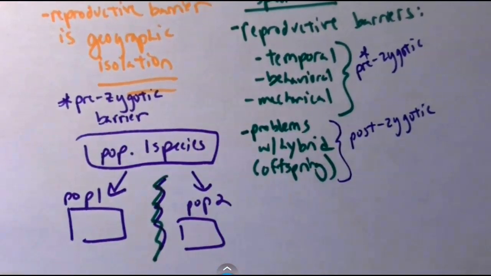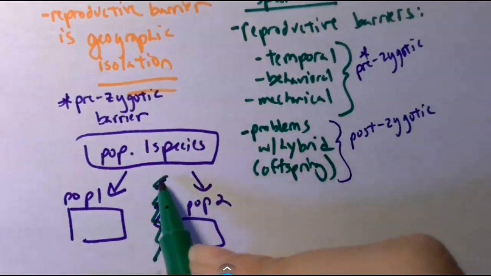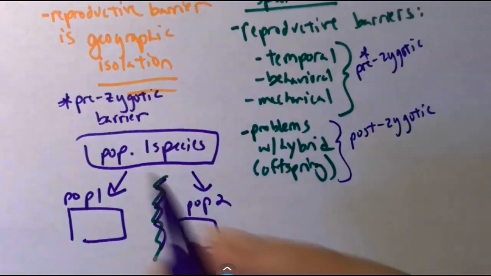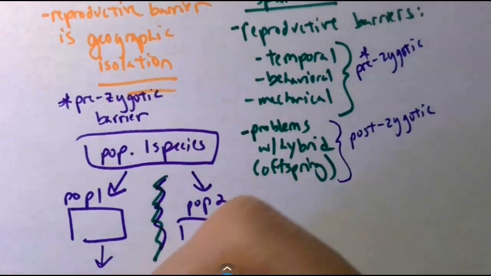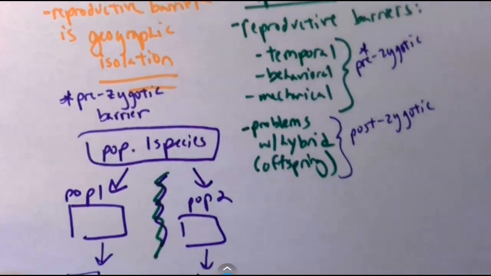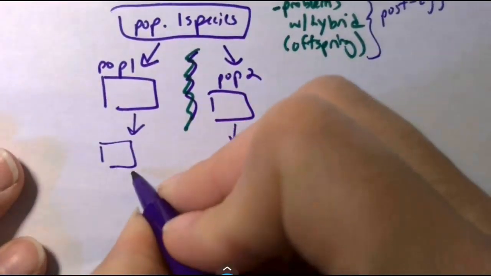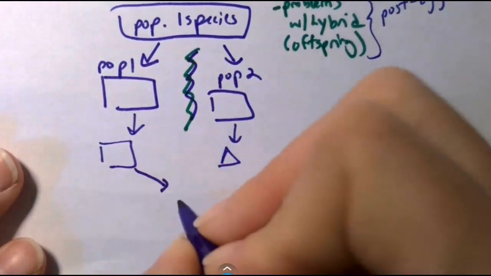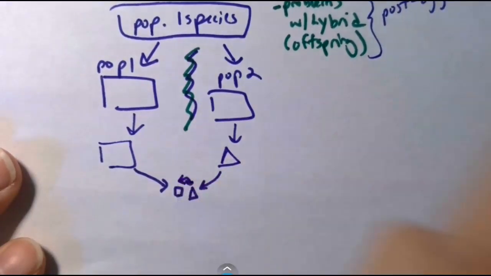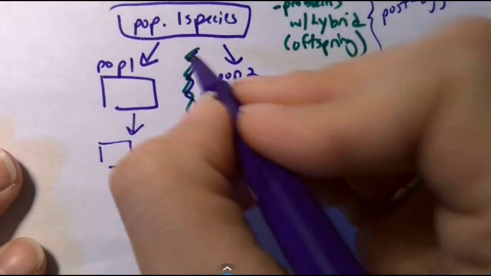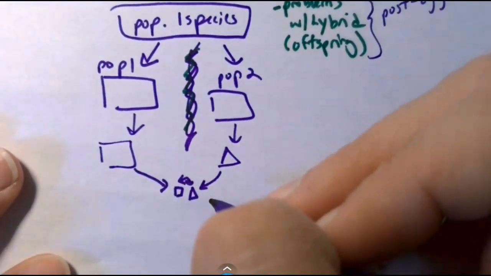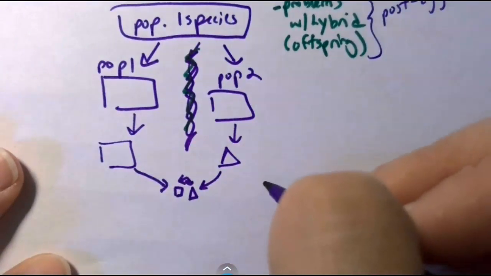This barrier could be geographic. It could be like the Grand Canyon separating them. It could be a different type of reproductive barrier, like behavioral. They don't do the same mating call. And so this goes on for many generations, and this population starts to change. But let's say, for some reason, a couple individuals from this population, many generations down the line, meet up with a couple individuals from this population. And they mate, and they have an offspring. These barriers separating them are pre-zygotic because they are preventing the sperm and the egg from uniting.